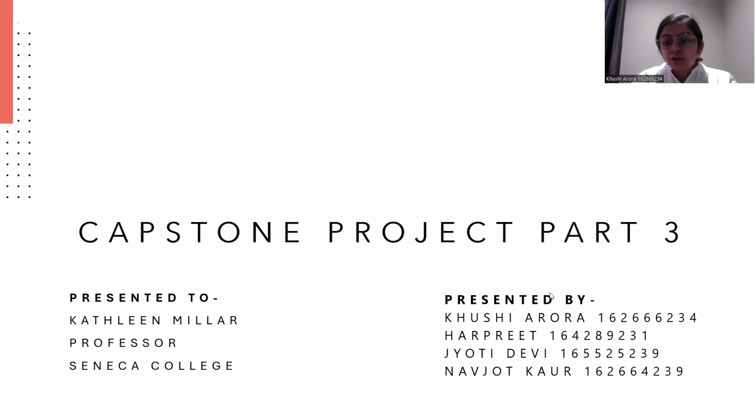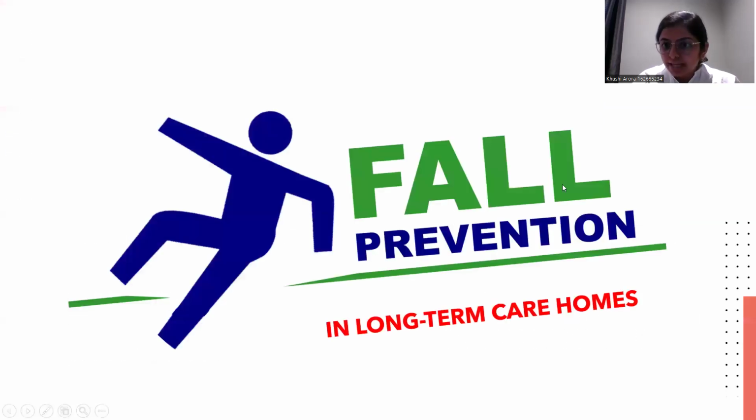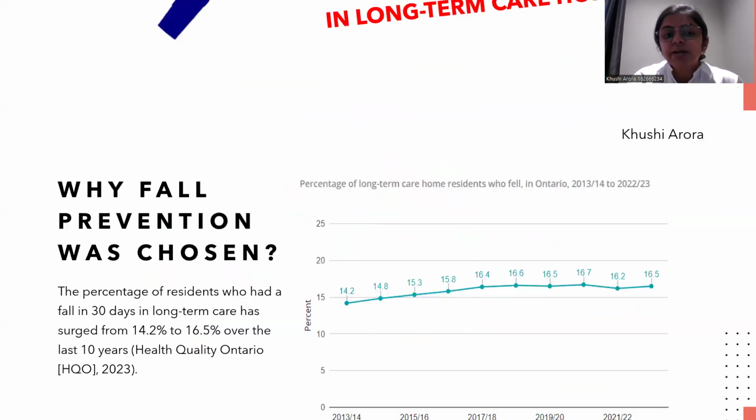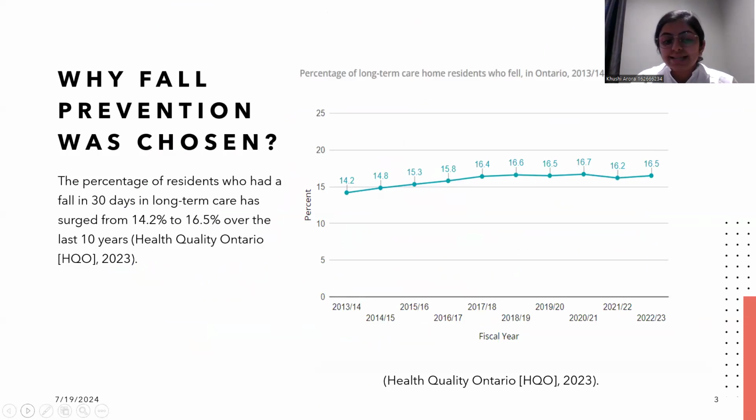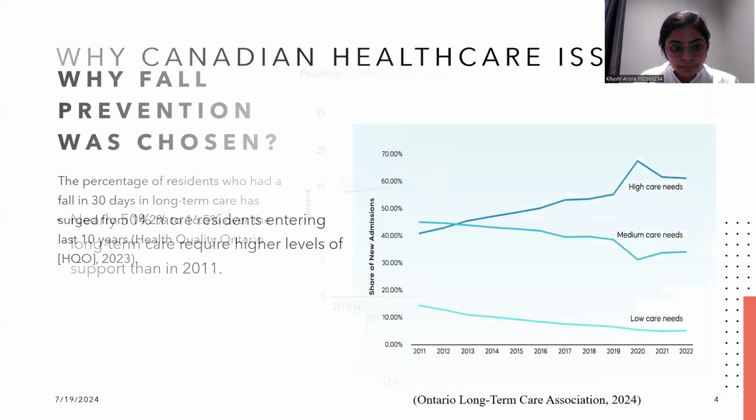So today our topic for Capstone Project Part 3 is fall prevention in long-term care homes. First of all, why have we chosen fall prevention as our topic? The percentage of residents who had a fall in 30 days in long-term care has increased from 14.2% to 16.5% according to Health Quality Ontario in 2023.